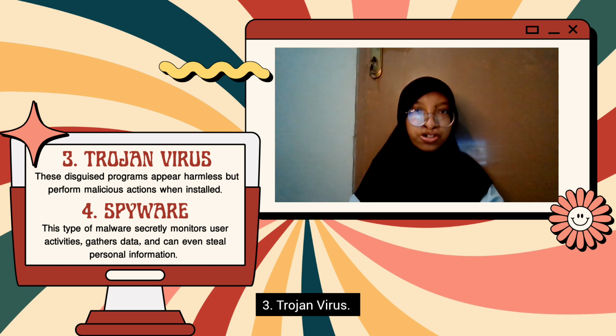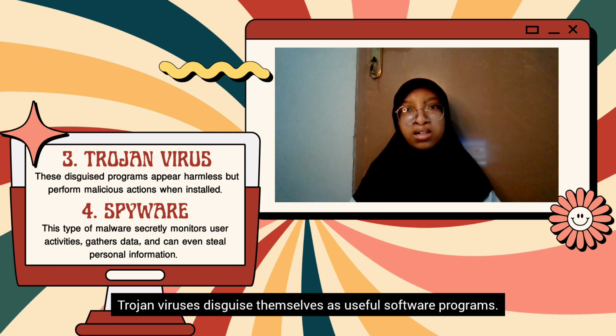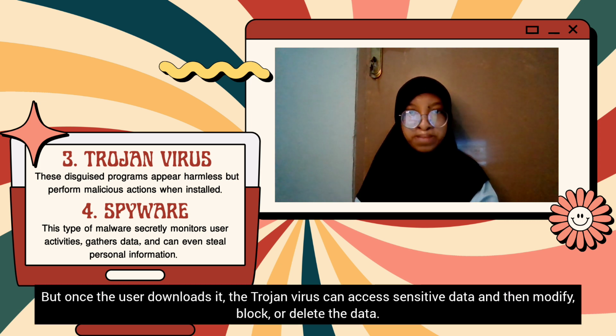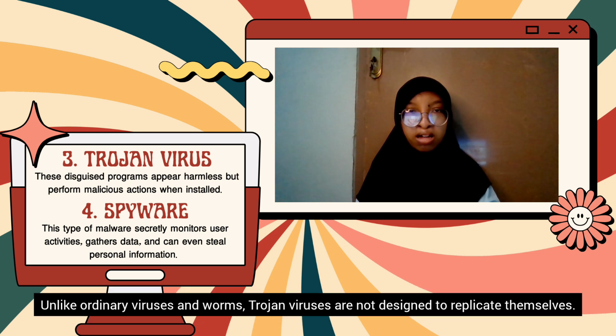3. Trojan virus. These present themselves as useful software programs, but once the user downloads them, the Trojan virus can access sensitive data and then modify, block, or delete the data. Unlike ordinary viruses and worms, Trojan viruses are not designed to replicate themselves.